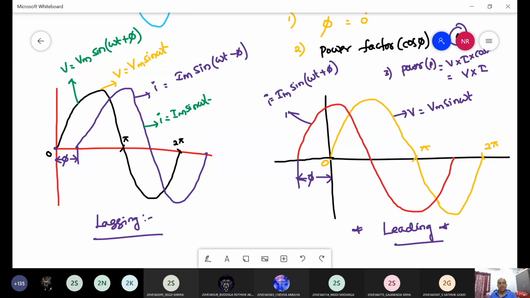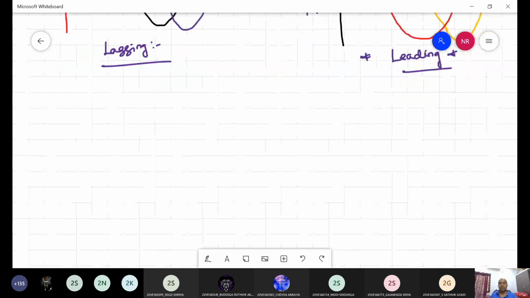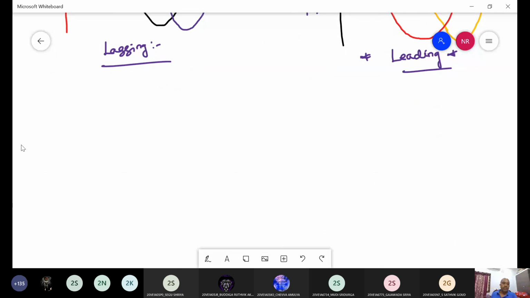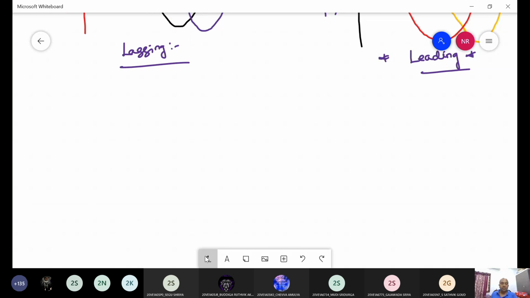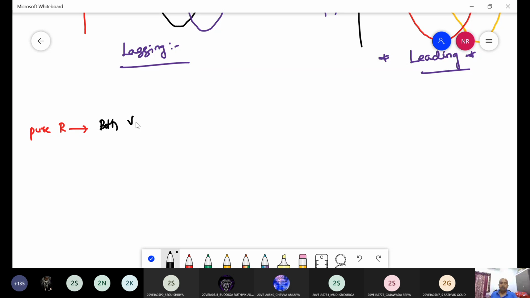Is this clear? Yes, sir. Right. So according to this, in pure resistor, pure inductor, pure capacitor, what is happening here? I am not deriving the equation, just an overview. In AC through a pure resistor, pure R, what is happening here? Both V and I are in phase.